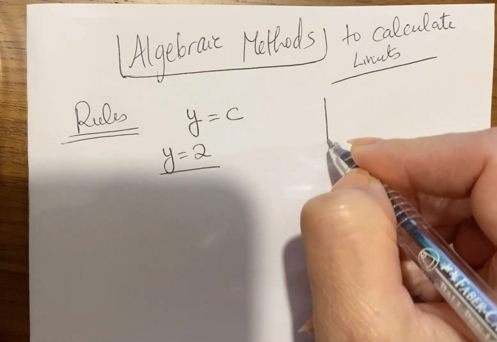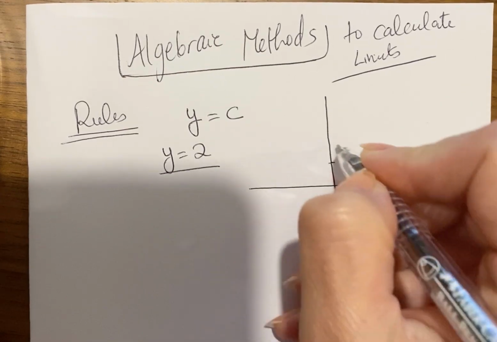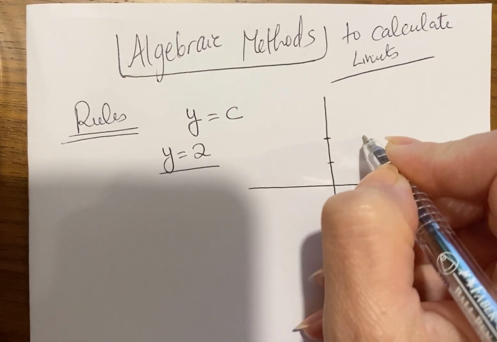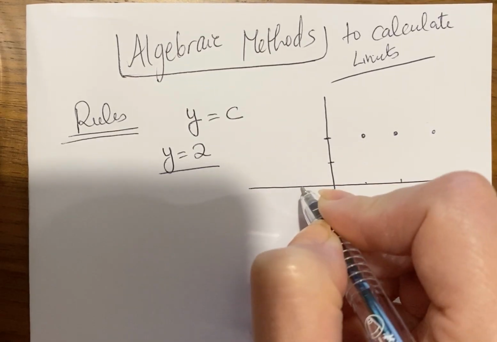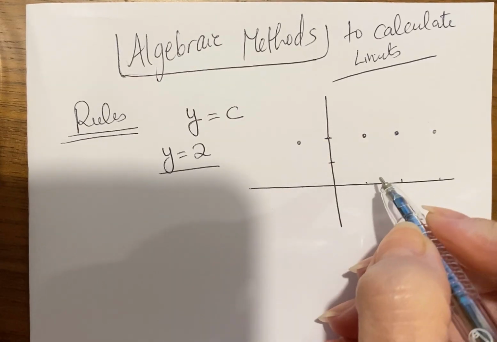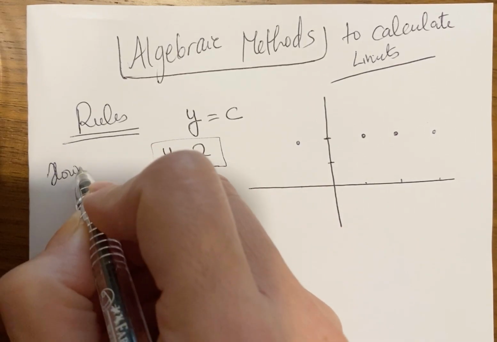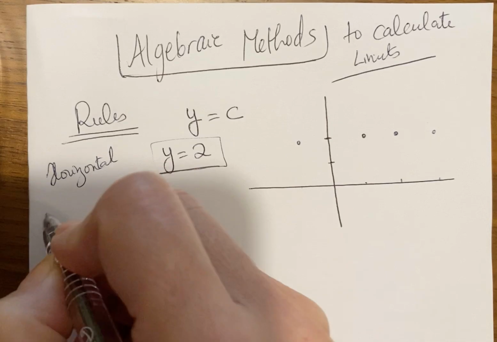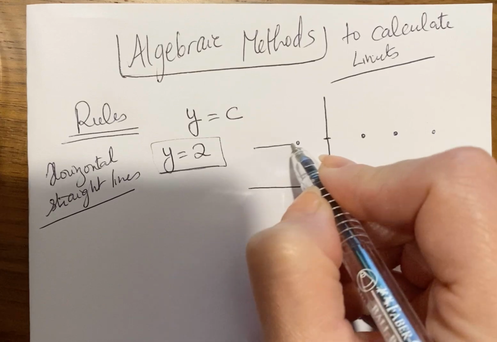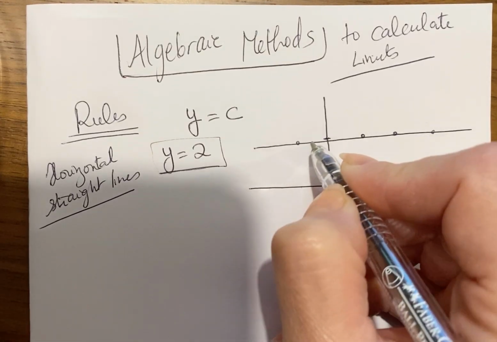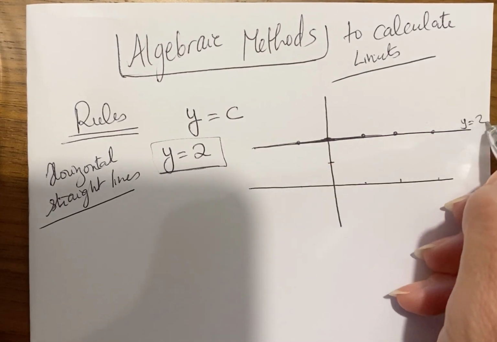What does that mean? How does the graph of y equals 2 look like? If x is 0, y is 2. If x is 1, y is 2. If x is 2, y is 2. If x is 3, y is 2. If x is minus 1, y is always 2. What are such kinds of lines? Of course, such kinds of lines are horizontal straight lines. Y equals 2 is a horizontal straight line looking exactly like this. This is the line y equals 2.